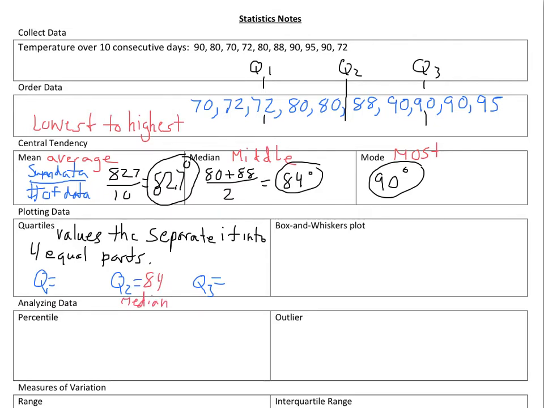Q1 is that 72 degrees. And Q3 is 90 degrees. So again, Q1 is the average of the left side, and Q3 is the average of the right side.